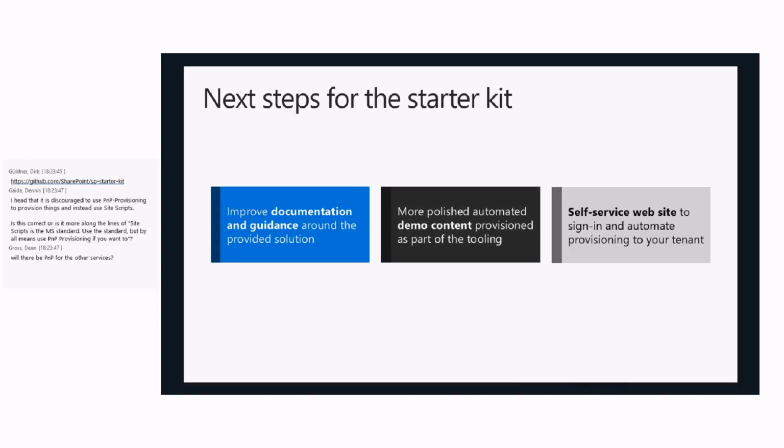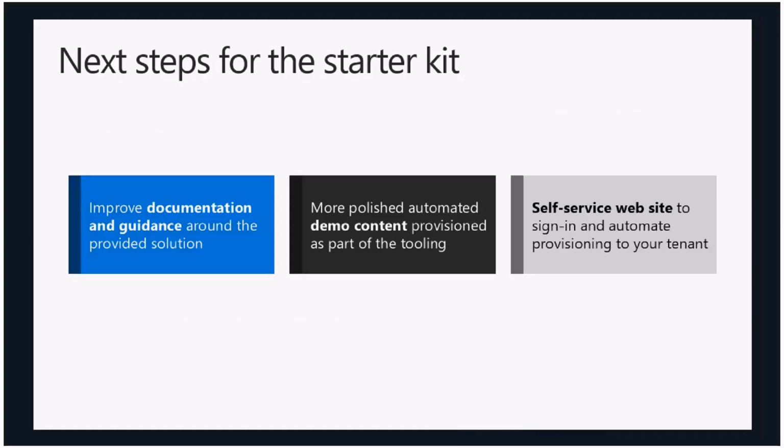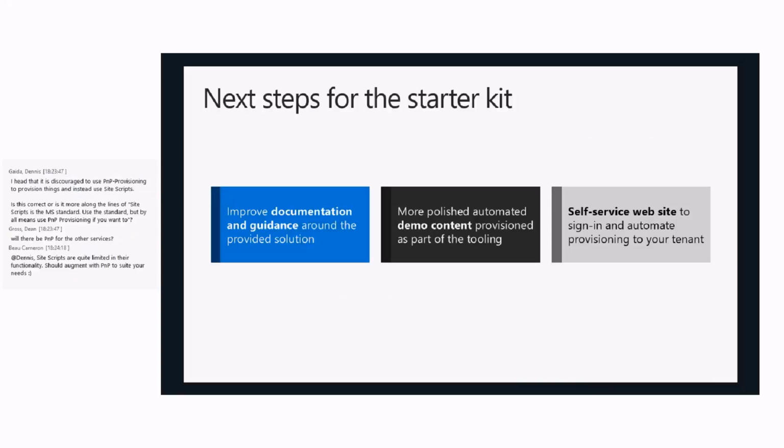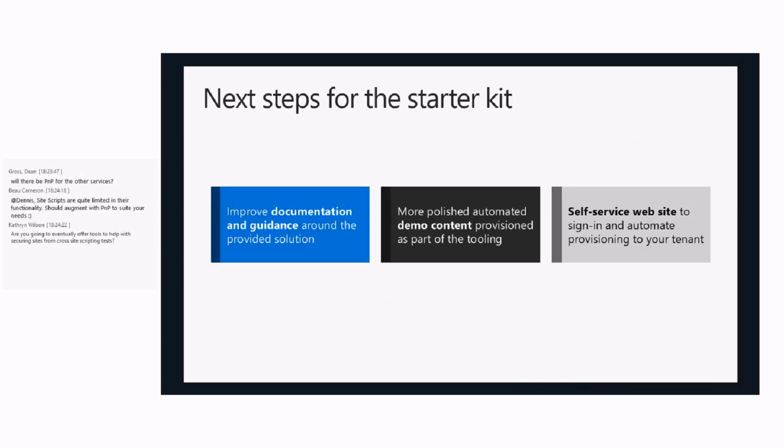Some next steps for the starter kit. We are improving the documentation and guidance. Right now, we are still lacking end-to-end solution design clarification: why did we do this, what's there, what about the web parts, how do they work, and all of that. That's all getting written as we move along on this journey. There's also more polished automated demo content in plans. This already adds modern pages with images and all of that to the site, but we're looking into having a slightly more polished setup there automatically for you to take advantage of.